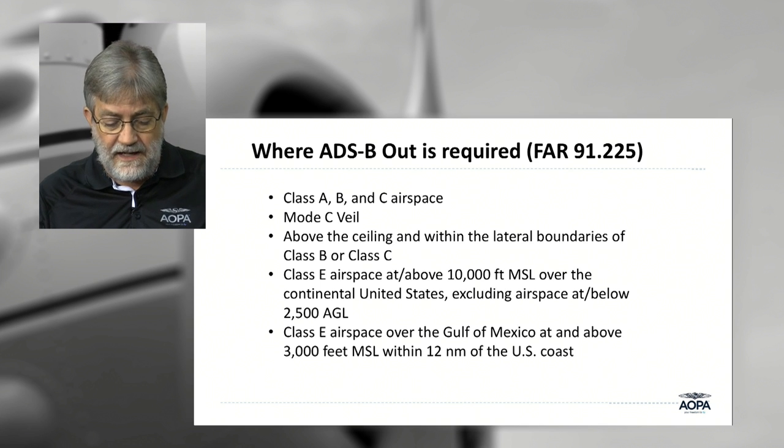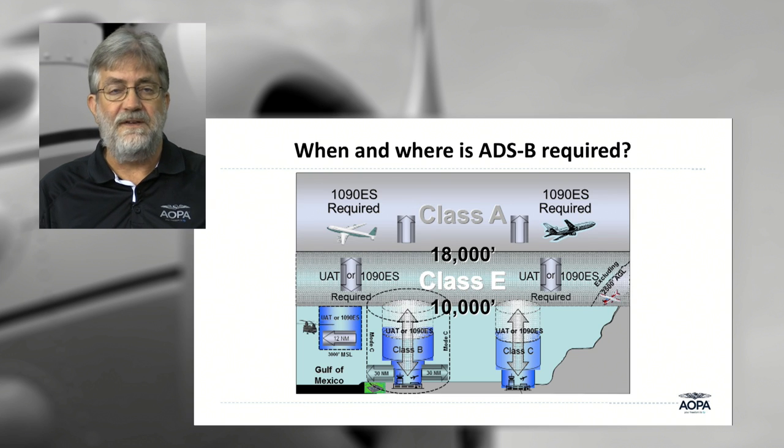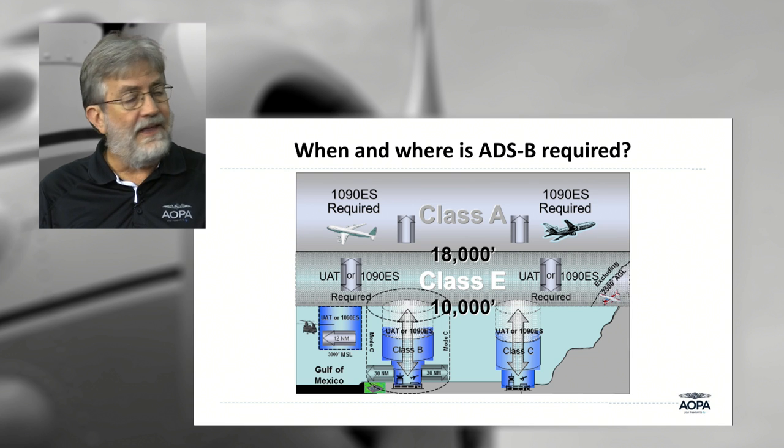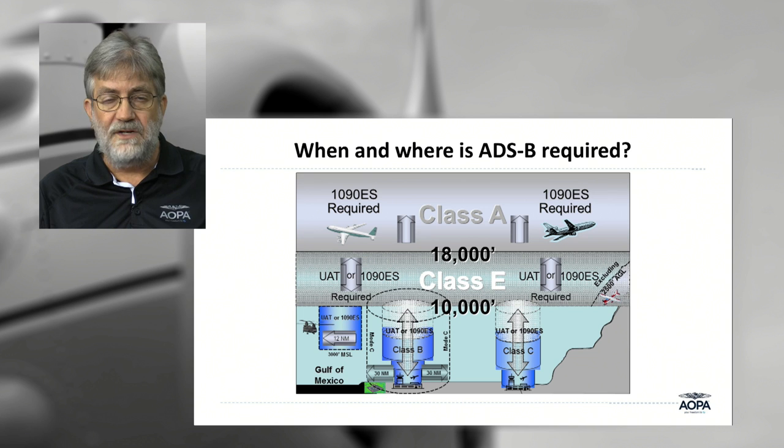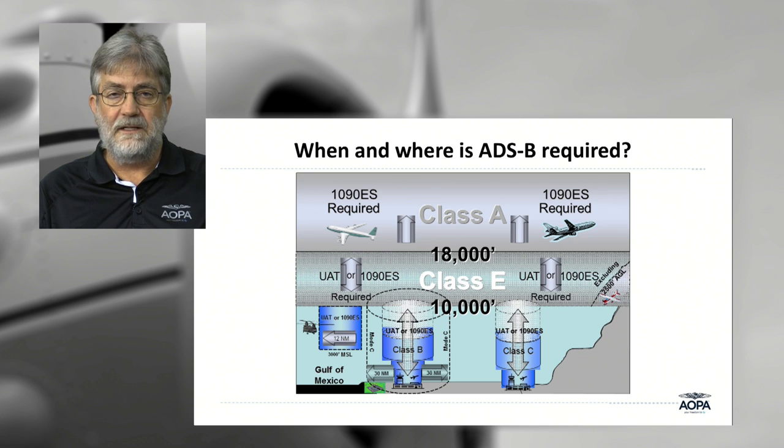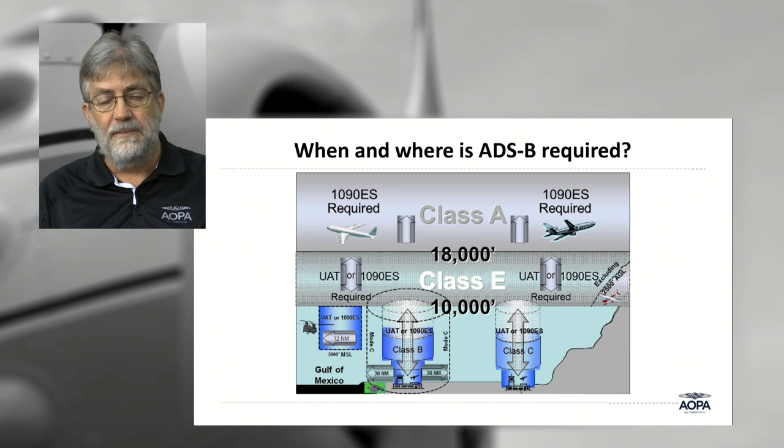The only difference, ADS-B is also required in the Class E airspace over the Gulf of Mexico at and above 3,000 feet MSL within 12 nautical miles of the U.S. Gulf Coast. That's because of the extensive helicopter operations out there supporting the oil drilling platforms. The ADS-B has been operational there for a number of years, and it's basically giving them IFR capabilities in an area where they were using a grid system that was very inefficient before when the weather was below VFR minimum.